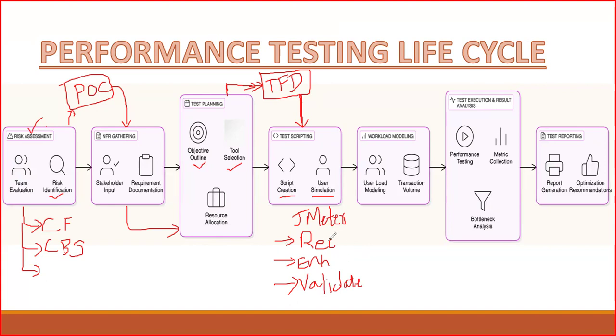Once the script is completely clean, we start our script enhancements. Once the enhancements are completed, we jump into the validation part. We validate it with multiple iterations and multiple users, and verify whether our script is working as expected or not. That is what we do as part of test scripting. Once test scripting is done, immediately we jump into the next stage, the workload modeling stage. So what do we do in the workload modeling stage?